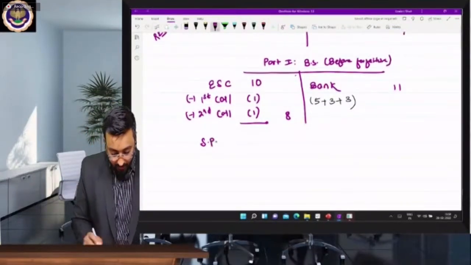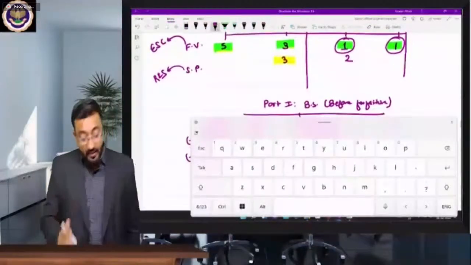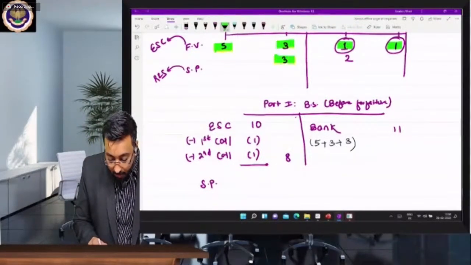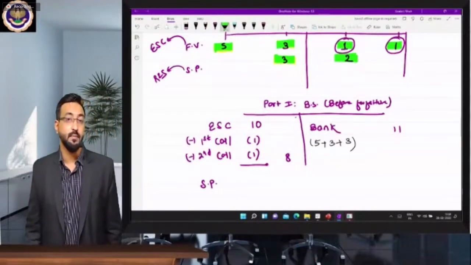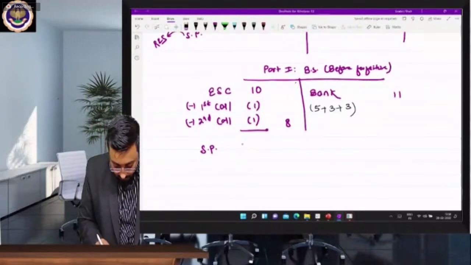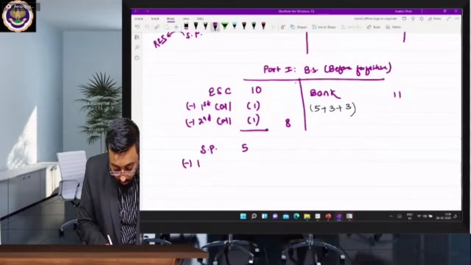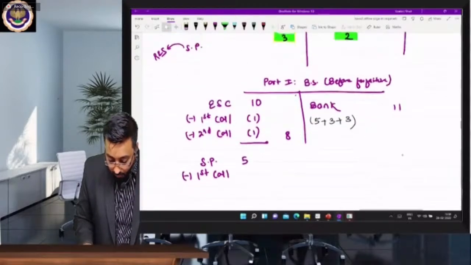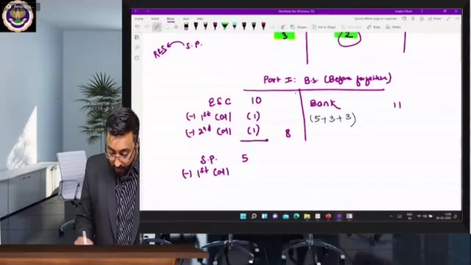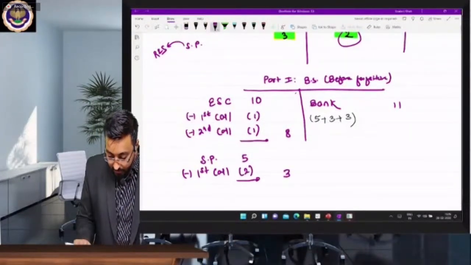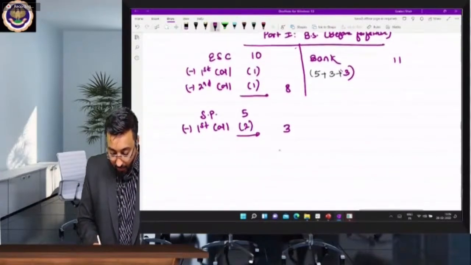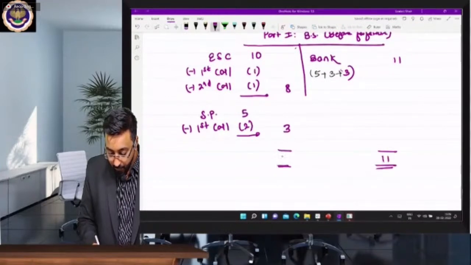Security premium. Now see, security premium accounting is similar to equity share capital. You called 3 and 2, so you called 5 rupees. But you haven't received the first call, and first call is rupees 2. And see, your balance sheet is tallying at 11 rupees.